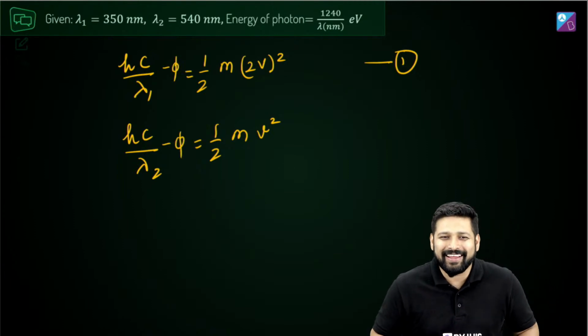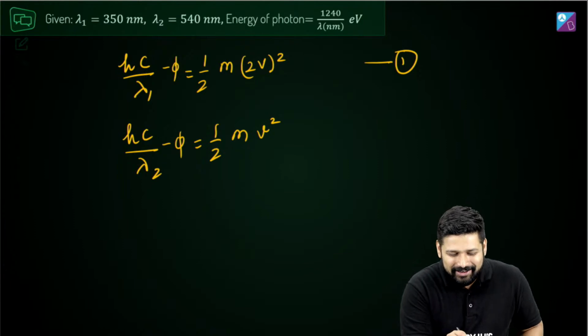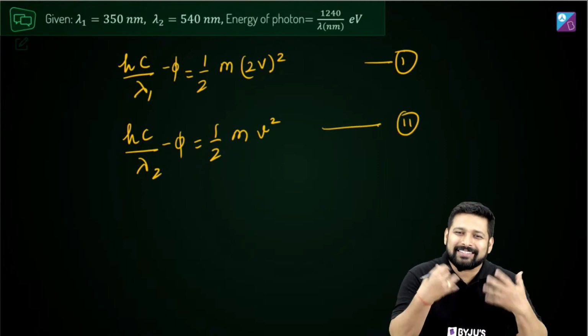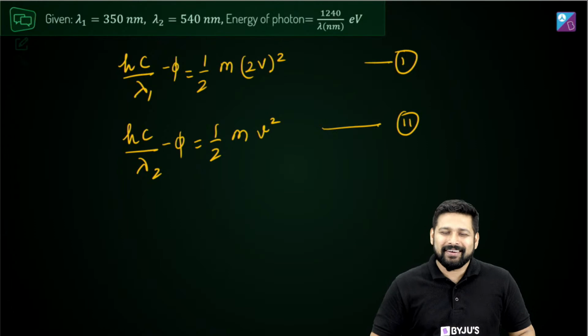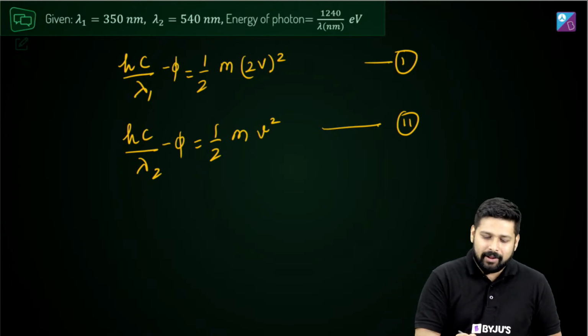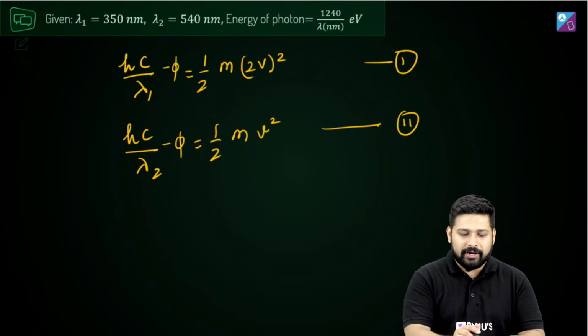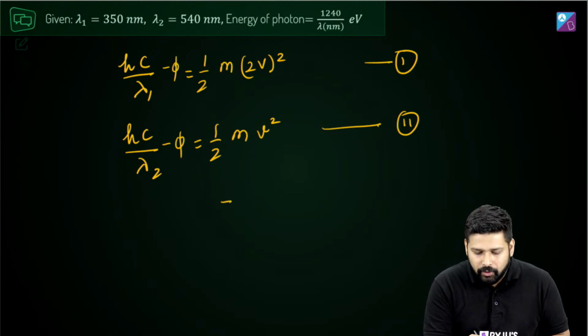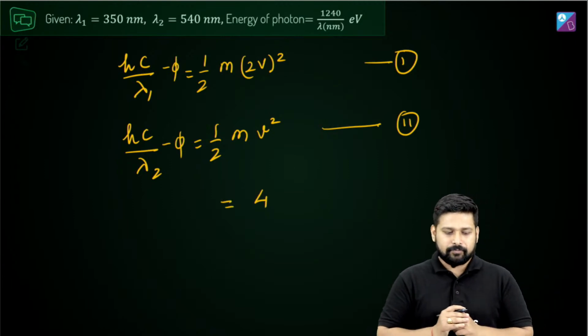This is how it is going to look like. Okay, ठीक है? This is our equation number 2. चलो, let's divide this. कर दिया divide. क्या होगा? What will happen? ये half mv square, ये everything will get cancelled. On this side you are going to get 4.